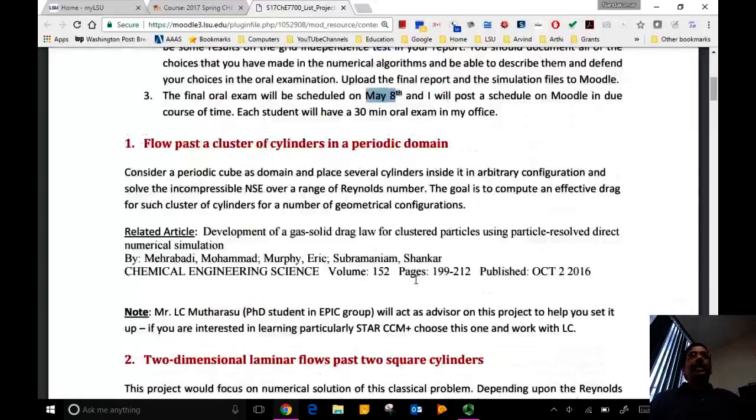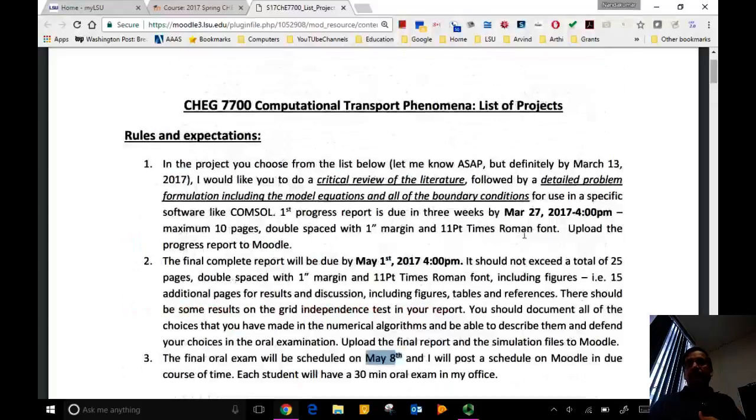So if you don't like any of them, if you have your own idea, please bring it to me, but quickly so that you can get started. Don't forget about these two deadlines, March 27th and May 1st.